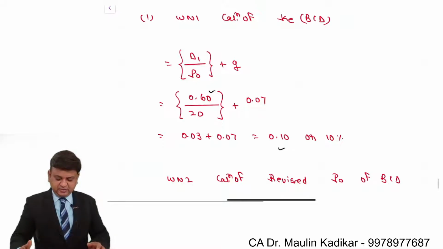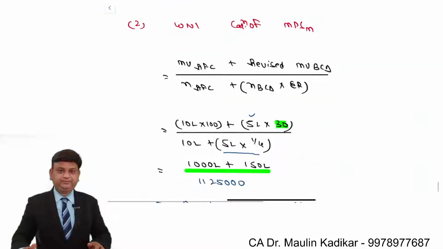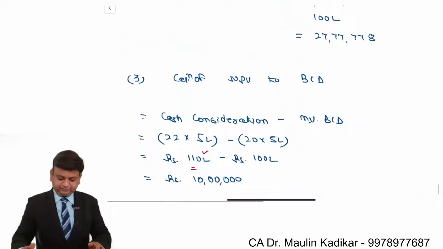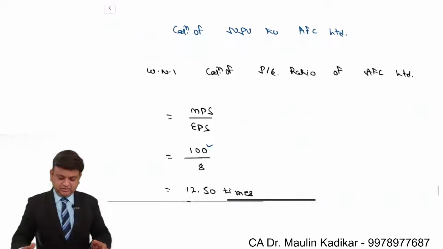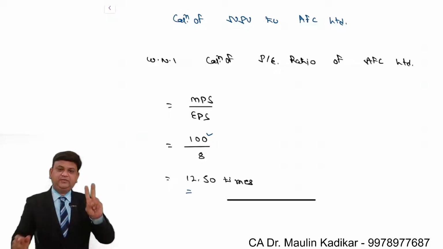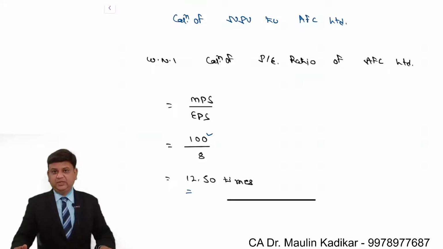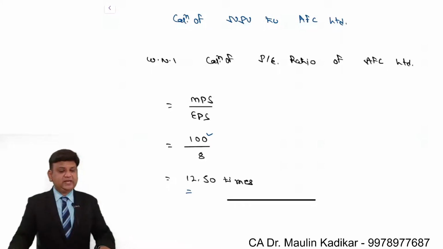First working, calculation of the cost of equity, revise P0, increase in the market value. Second question, cost of merger or NPV to both the companies. Third question, cash consideration, NPV to the target company. Now the important point, NPV to the acquiring company, for which two pieces of information are important. One is that the price earning ratio is going to remain the same, so using the price earning ratio, we are required to do valuation. And second is that the opportunity cost information is given.